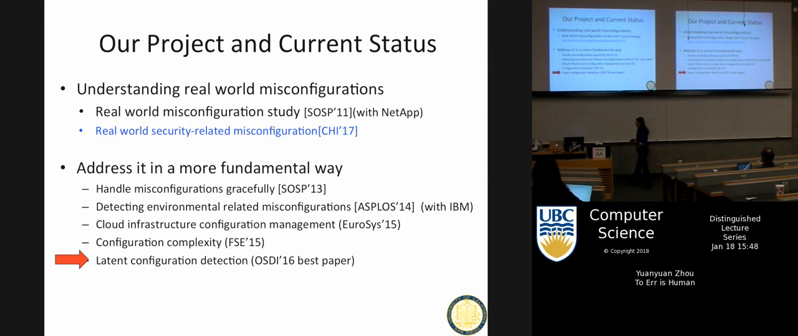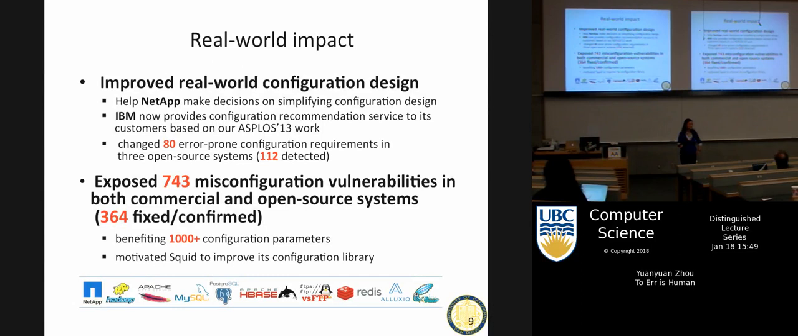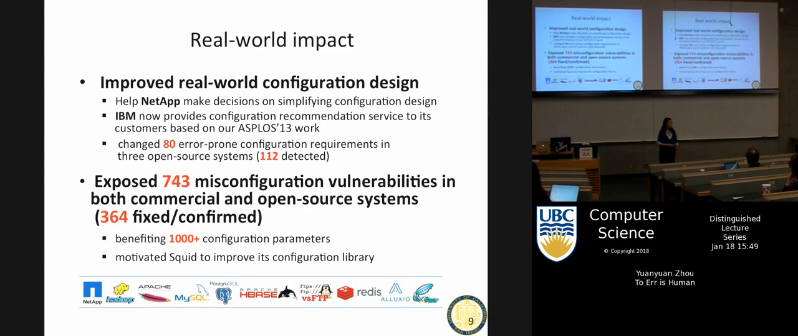As I said, for industry this is a really, really big problem, but there isn't much academic work on it because of the big challenge associated with the data. You need to get configuration errors. We have been working with industry: NetApp, based on our work, simplified their configuration design. And IBM provides our configuration recommendation engine, which is our OSPLUS work, to customers, so they can automatically recommend what configuration you should use.